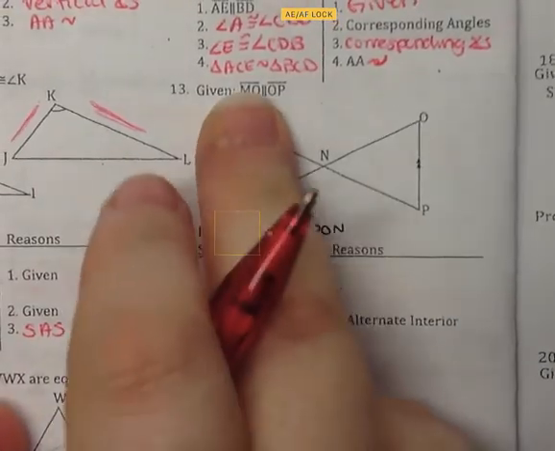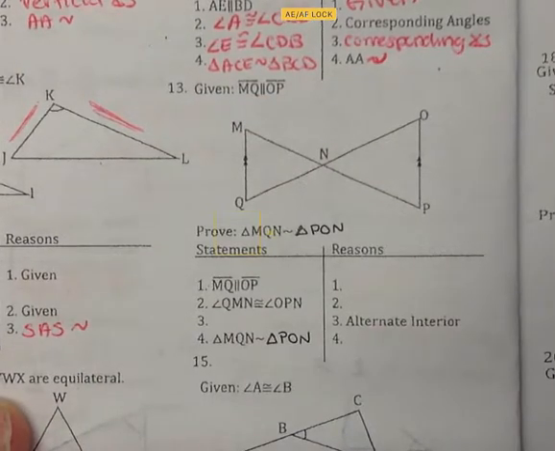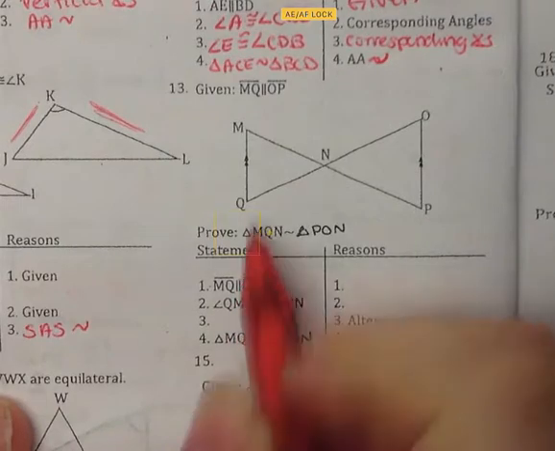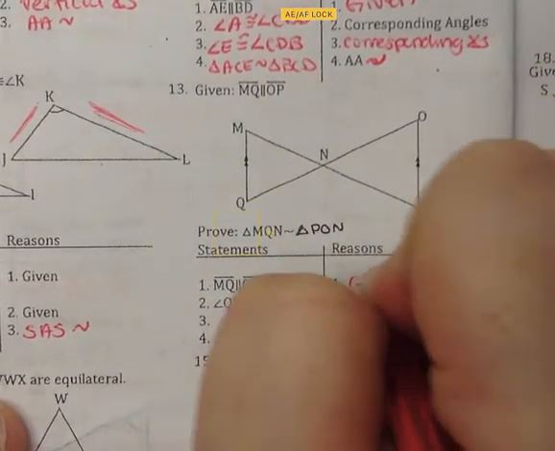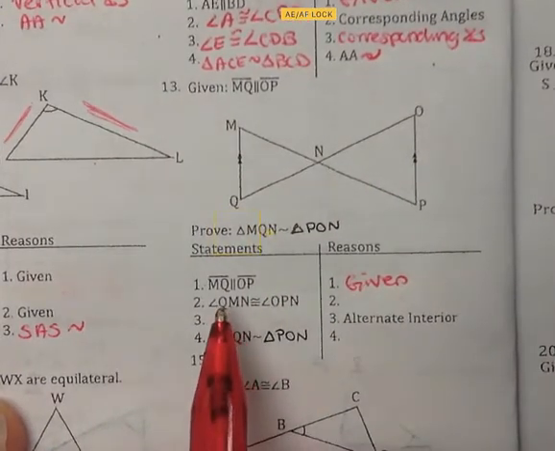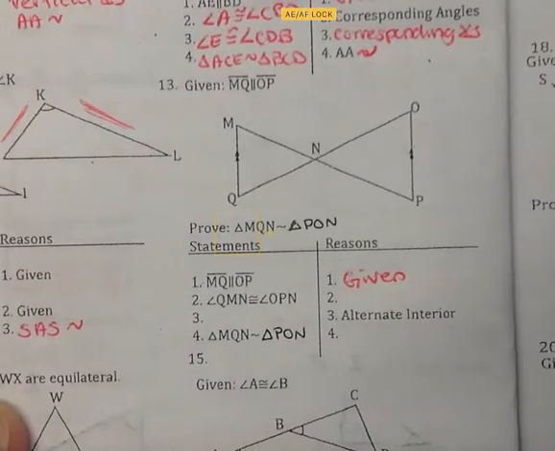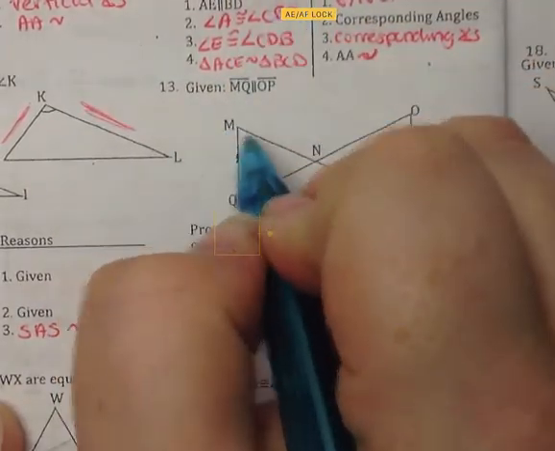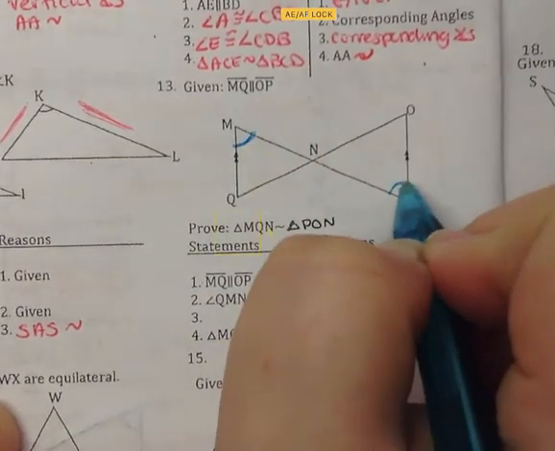13, we have parallel. So again, we look for the F and the Z. So our first statement, segment MQ is parallel to segment OP because it's given to us. Then it says that angle QMN is congruent to angle OPN. We've got to figure out why. So angle QMN is congruent to angle OPN right here.